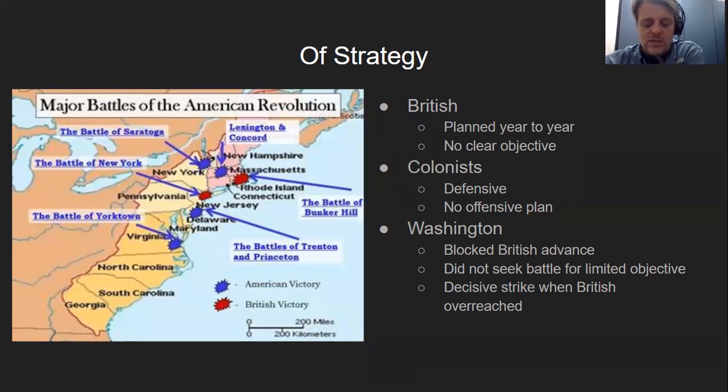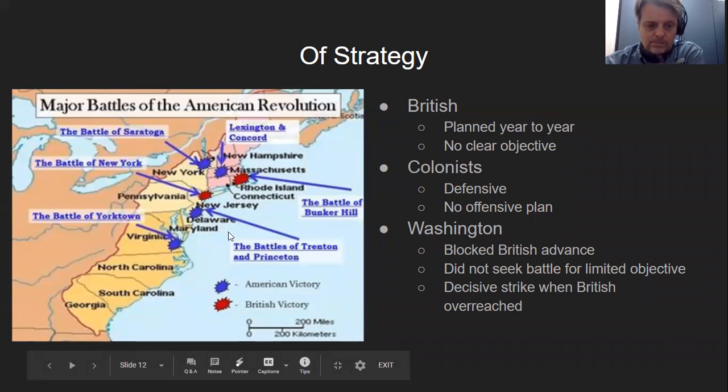If there was nothing big coming out of a win, he wouldn't fight it. If everything was just going to stay the same after he won, he didn't fight that battle. Now, if he did get something big, such as the battles of Trenton and Princeton, then he would make that play. But otherwise, not so much.